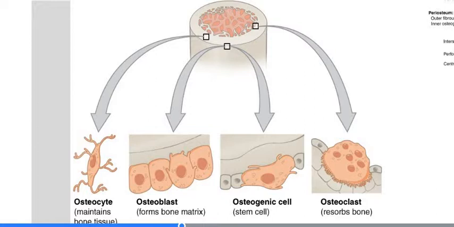Now you can notice from these pictures that the osteoclast has multiple nuclei. The others all have single nuclei. Osteoclasts are different from the rest. They come from a very different source. They're not made from the stem cell, the osteogenic cell, but rather they're made essentially from white blood cells. And so white blood cells of a certain type merge together to make osteoclasts.